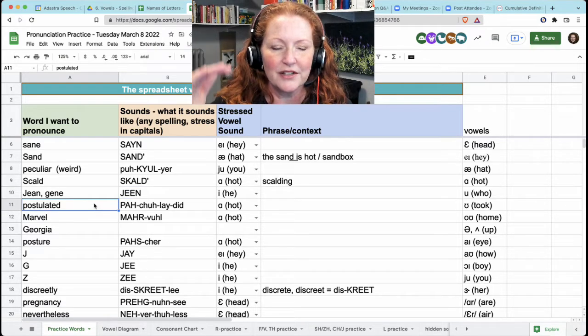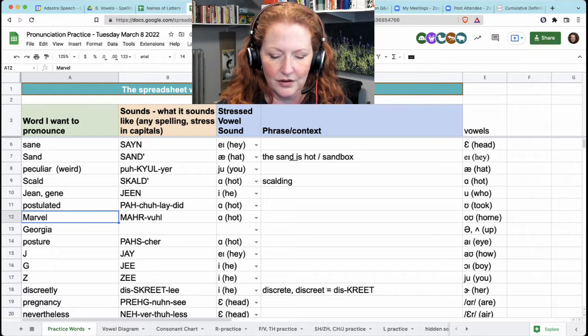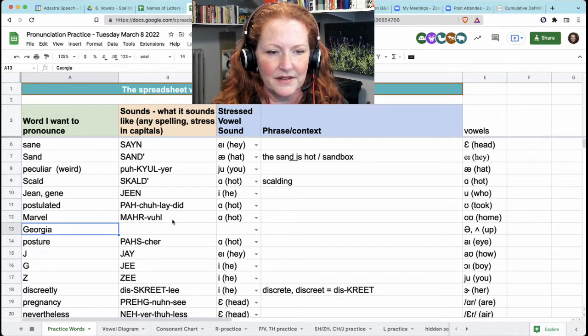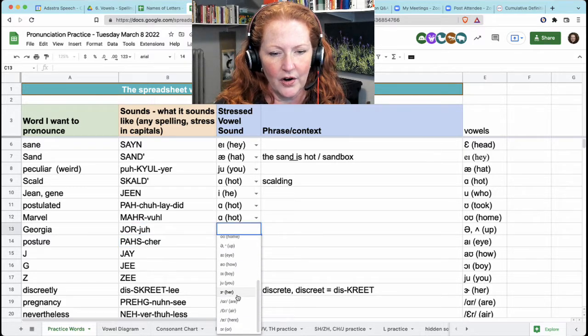Postulated. Postulated. Marvel with a good V. Marvel. Oh, how did we miss this? Georgia. Georgia. That's it. Georgia with an OR. Jor.